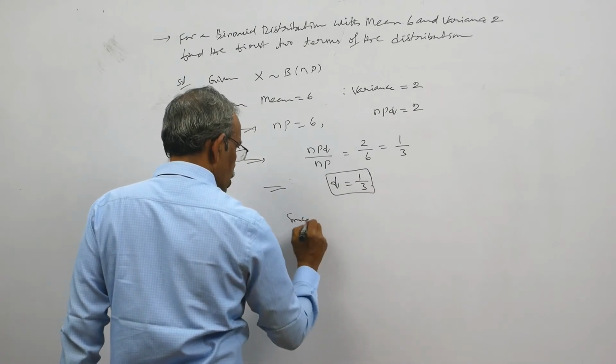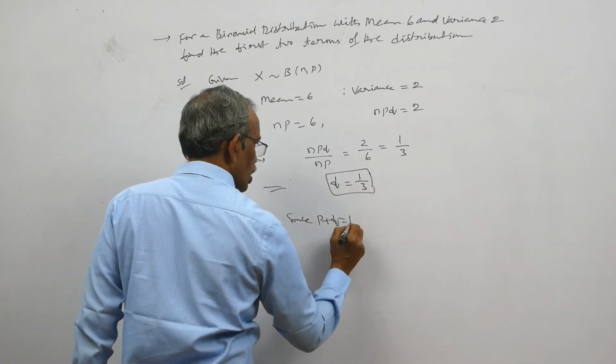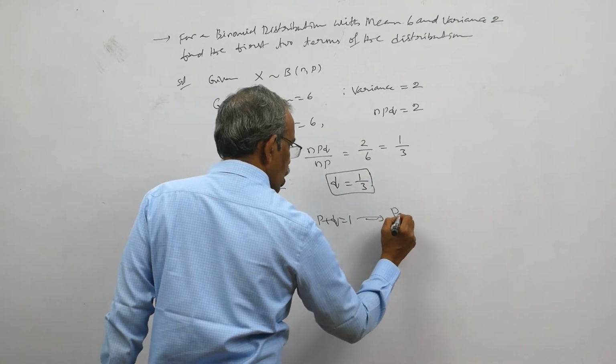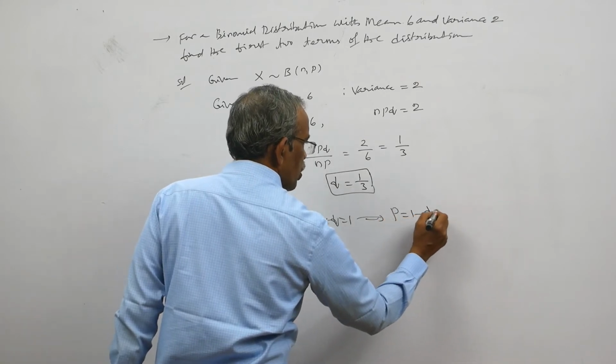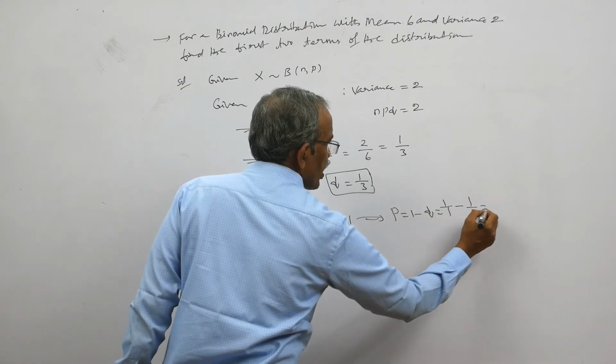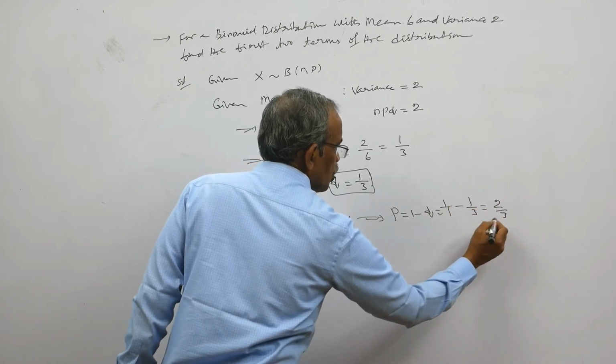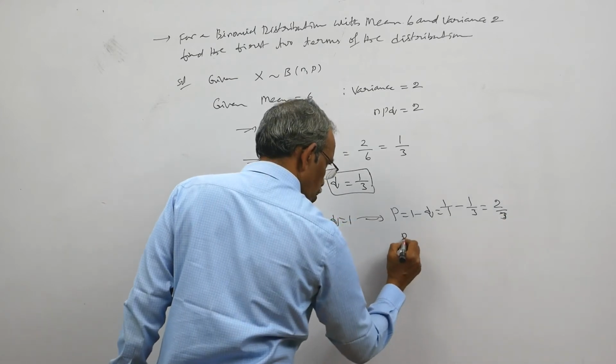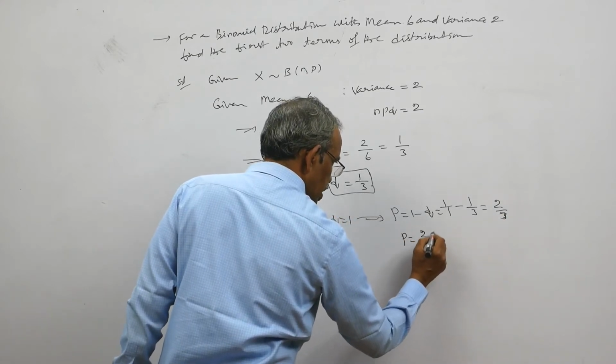Since p plus q is equal to 1, that implies p is equal to 1 minus q, that is 1 minus 1 by 3, that is equal to 2 by 3. Therefore p is equal to 2 by 3.